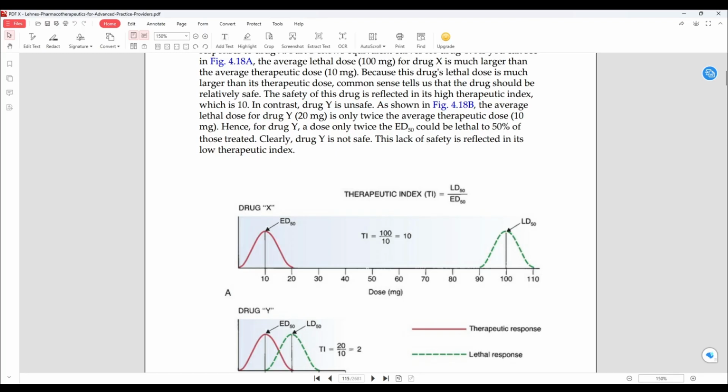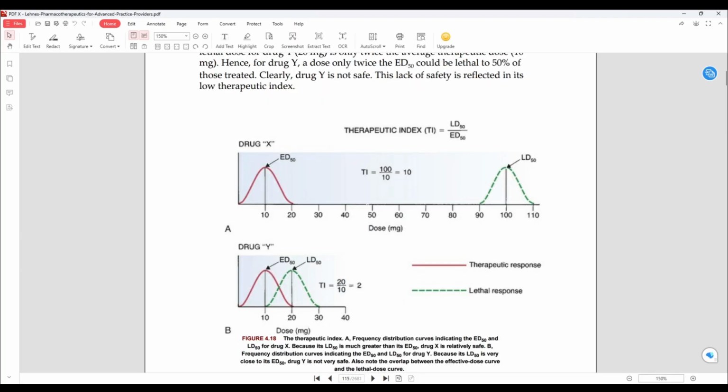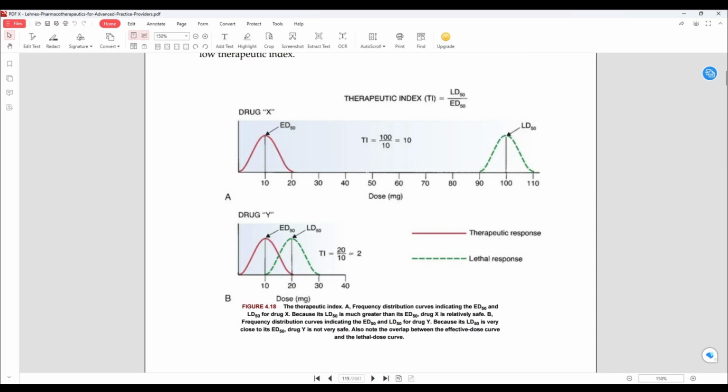In contrast, drug Y is unsafe. As shown in the figure, the average lethal dose for drug Y is 20 milligrams, which is only twice the average therapeutic dose. Hence, drug Y, at a dose only twice the ED50, could be lethal to 50% of those treated. Clearly, drug Y is not safe. This lack of safety is reflected in its low therapeutic index. So here I'll leave this figure up so you can look at it and compare.